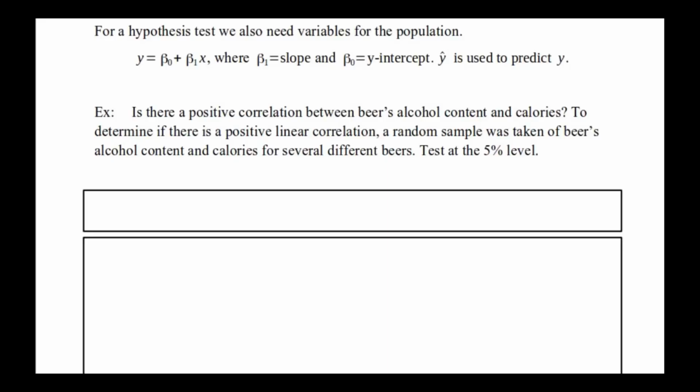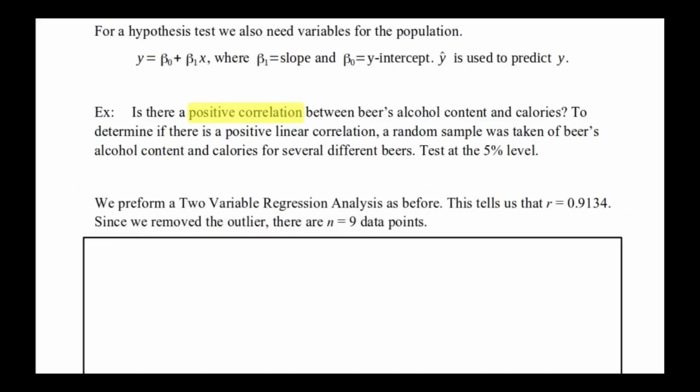Okay, so let's look at a question. Is there a positive linear correlation between beer's alcohol content and calories? That will help us set the alternative hypothesis. To determine if there is a positive linear correlation, a random sample was taken of beer's alcohol content and calories for several different beers. Test at the 5% level.